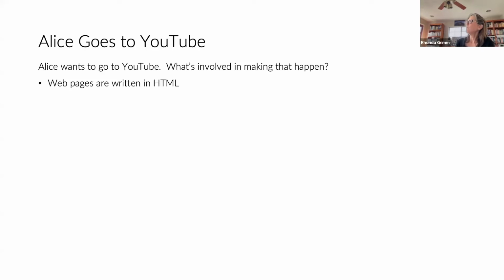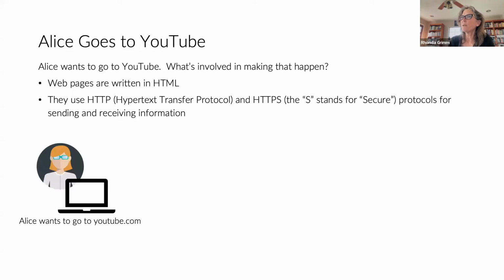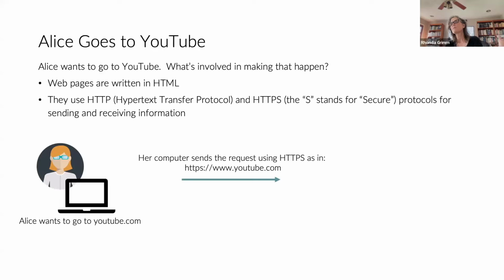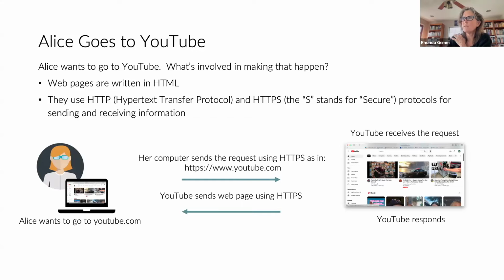So again, Alice goes to YouTube. What's involved in making that happen? Let's think about everything you see on the web. Web pages are written in HTML. They use HTTP and HTTPS almost universally now as the protocol that helps them send and receive information. So Alice wants to go to YouTube. Her computer sends a request using HTTPS to youtube.com. YouTube receives the request, sends the web page back using HTTPS, and then she gets her web page.